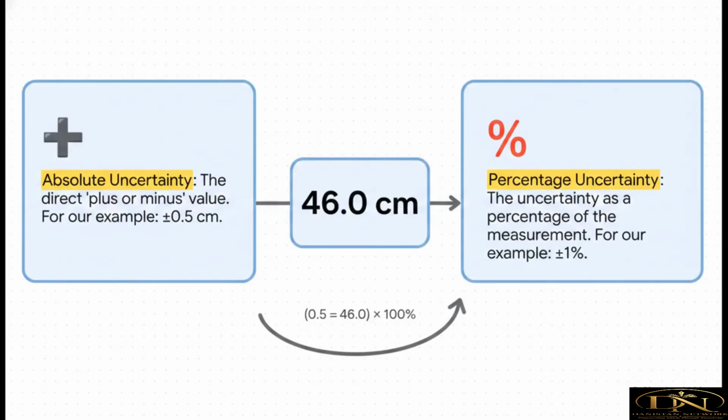And here's a great way to see those two concepts. On the one hand, you have the absolute uncertainty. That's just the straight up plus or minus value. So in our case, plus or minus 0.5 centimeters. Easy enough. But then you have percentage uncertainty. Here we're asking, how big is that 0.5 centimeters compared to the 46 centimeters we measured? Turns out it's about 1%. And that is super useful because it lets you compare the goodness of totally different measurements.